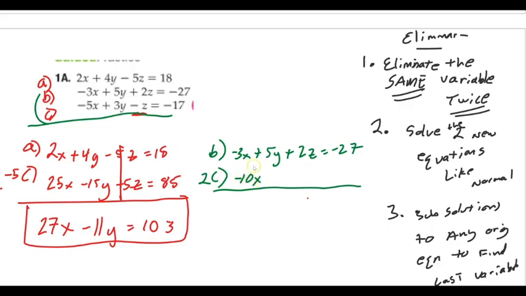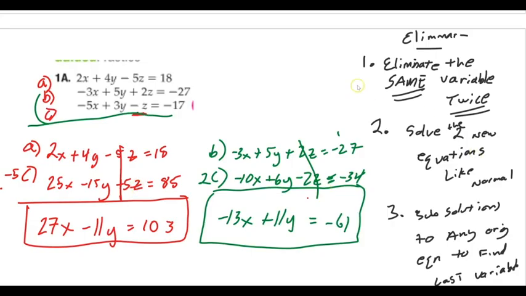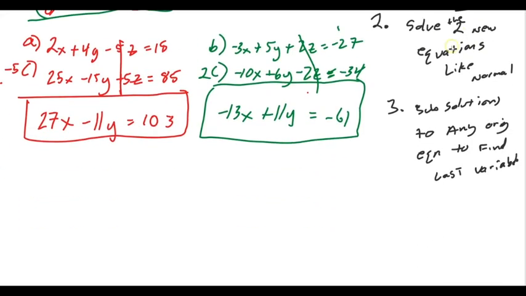Negative 10x, 6y, minus 2z, and negative 34. And we're going to add. I get negative 13x plus 11y, those z's cancel, and I get negative 61. Once you get your 2 new equations, go to step 2: solve the 2 new equations like normal.